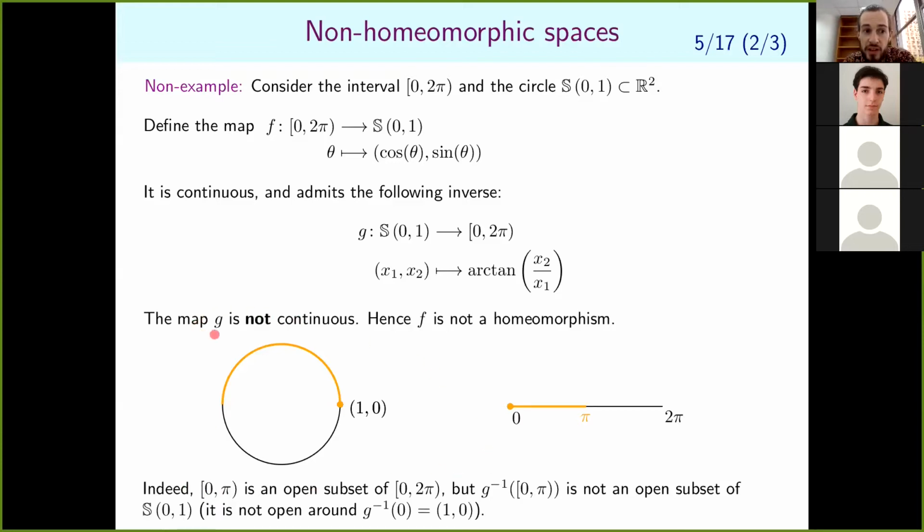To show that G is not continuous, I have to find an open set of 0 to pi such that its preimage is not an open set of the circle. And I take this one, 0 pi, where 0 is included and pi is not. The preimage of 0 pi by G is this thing here. And as you can see, this set is not open in the circle because it is not open around the first point here.